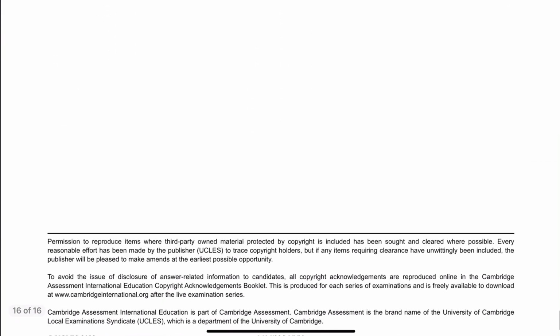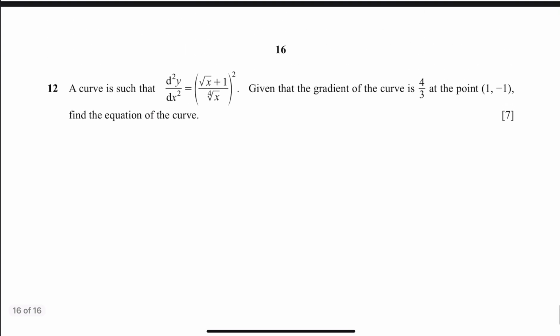All right, let's go down to the next question. Looks like this is the last question of the paper, so let's do it. A curve is such that d squared y over dx squared is equal to the following. Given that the gradient of the curve is 4 over 3 at the point (1, -1), find the equation of the curve. So this is a classic of many add math questions. They love the integration problems such that you go from a second derivative to the normal curve.